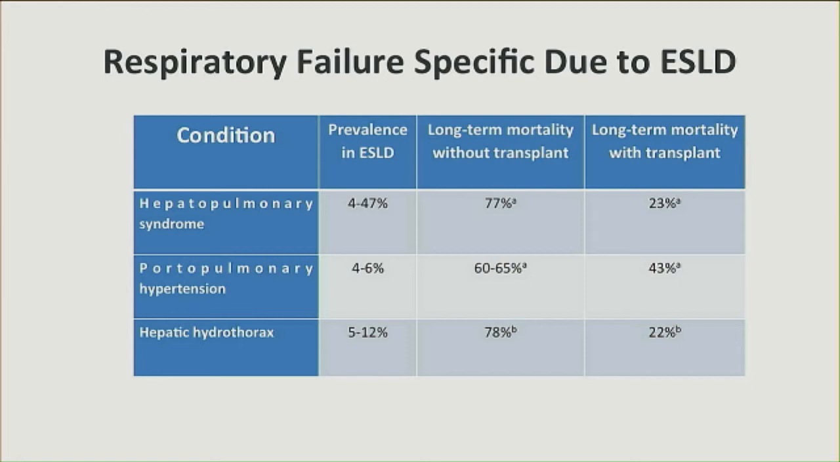If you look at this data about the involvement of the lung in end stage liver disease, we see that actually hepatopulmonary syndrome is the most frequent lung abnormality. But from my experience, in many patients with end stage liver cirrhosis, hepatic hydrothorax is the most frequent lung abnormality.